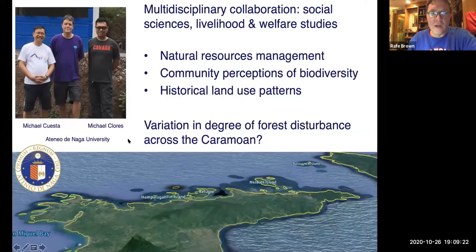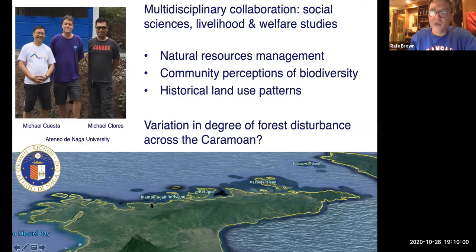And so this work was conceived of as this big multidisciplinary collaboration with Michael Cloris and Michael Cuesta at Ateneo de Naga. They have real strengths in their university in social sciences and livelihood and welfare studies. And the idea was not just to focus on biodiversity, and in my case, amphibians and reptiles, and other collaborators who might want to join who have other taxonomic expertise, but also natural resource management and use, community perceptions of biodiversity, historical land use patterns, all focusing on variation in the level of forest disturbance and what that's done to biodiversity across this complex structured system.